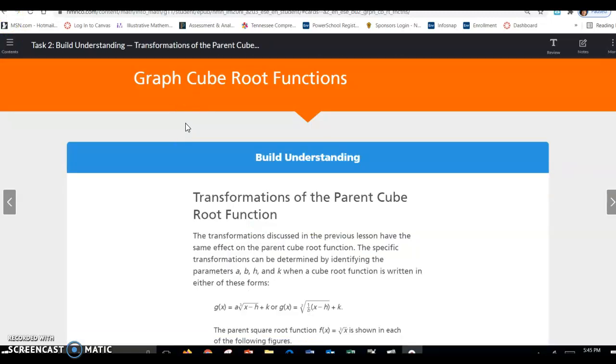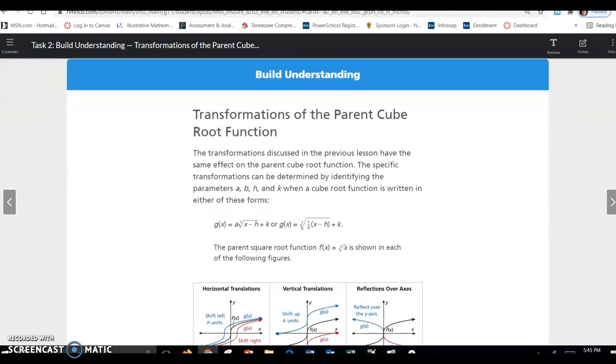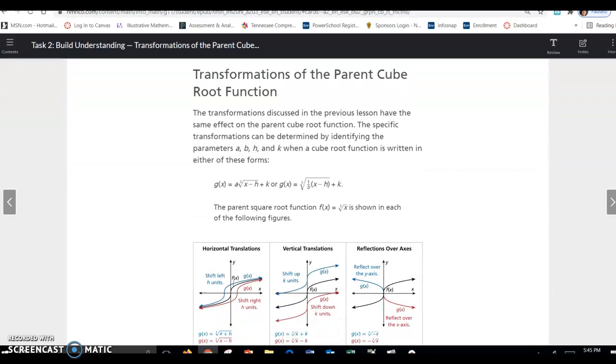We're still in lesson 7.4. This is task 2, to graph a cube root function. Transformations of the parent cube root function. The transformations discussed in the previous lesson have the same effect on the parent cube root function. The specific transformations can be determined by identifying the parameters a, b, h, and k when a cube root function is written in either of these forms.